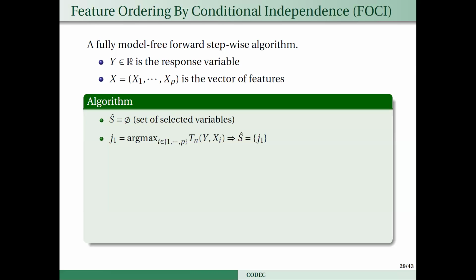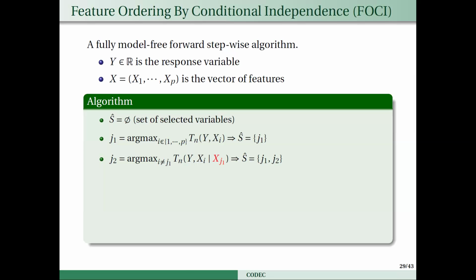So in the first round, I'm going to do a screening. For each feature xi, I'm going to see how much y depends on that xi, pick the one that takes the maximum value, let's say that one is j1, and put it into my set S hat. Now that I've already picked the one that maximizes pairwise dependence, I'm going to condition on that one.